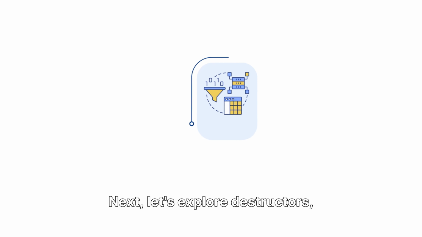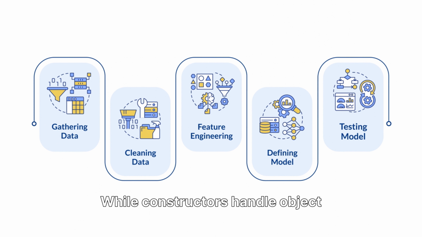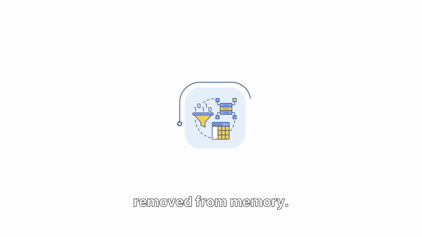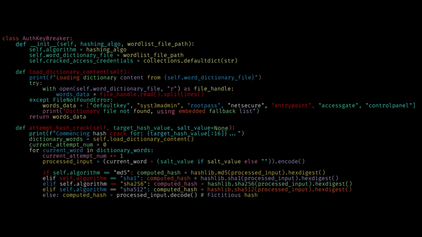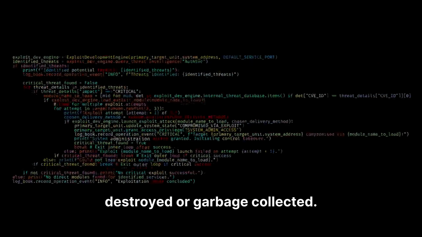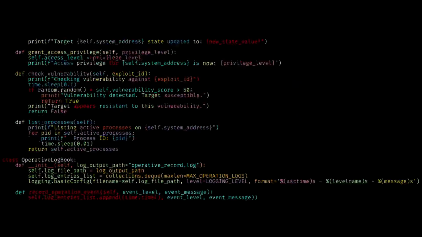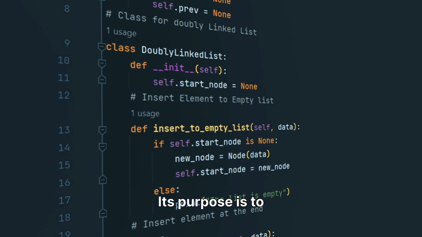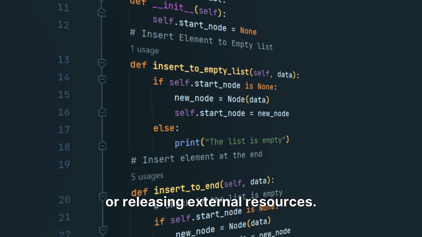Next, let's explore destructors, represented by the __del__ method. While constructors handle object creation, destructors finalize an object before it is removed from memory. They perform cleanup operations when an object is no longer needed. The __del__ method is called when an object is about to be destroyed or garbage collected. This typically happens when an object's reference count drops to 0. Python's garbage collector identifies it as eligible for removal. Its purpose is to perform any necessary cleanup, like closing file connections or releasing external resources.